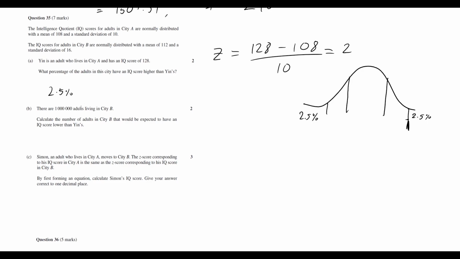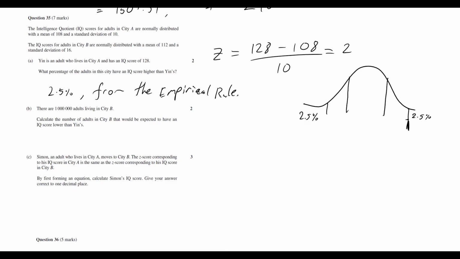And you can give a little bit of background information on that if you don't feel comfortable with just writing 2.5% as an answer. So you could say, from the empirical rule. Oops. And there you are. So that's part A. So part B.